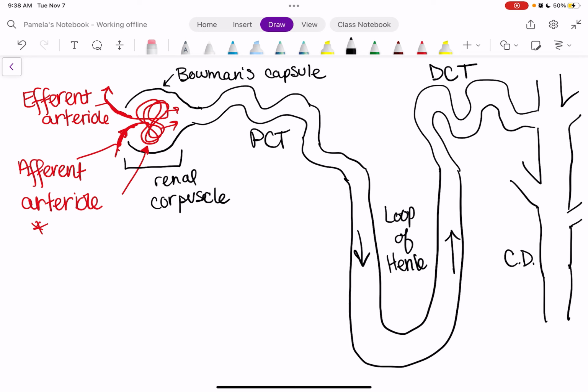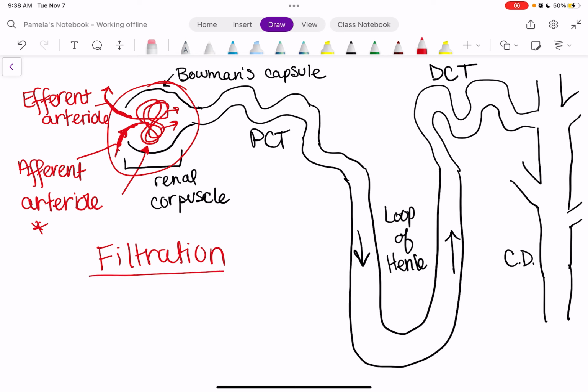Okay, so today we want to focus on what's happening here at the glomerulus and inside the renal corpuscle. And you might remember from lab, and I think you guys went over this with Corey a little bit too, that filtration takes place in the renal corpuscle, or at the renal corpuscle.